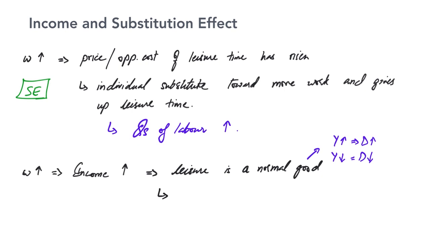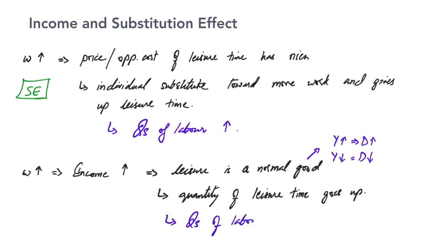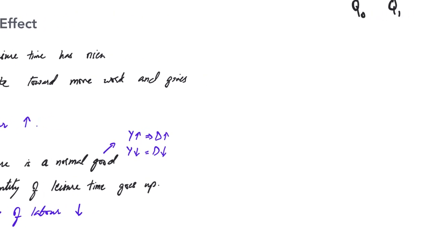So as a result, the quantity of leisure time goes up. Now, obviously, if this is going up, what is going to happen to the quantity supplied of labor? The hours that labor is willing to do? Well, it goes down. And it makes perfect sense that with income going up, you want to spend more time chilling, and so obviously you're going to supply fewer hours.